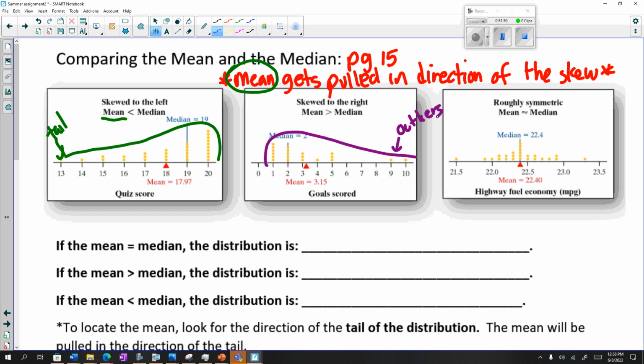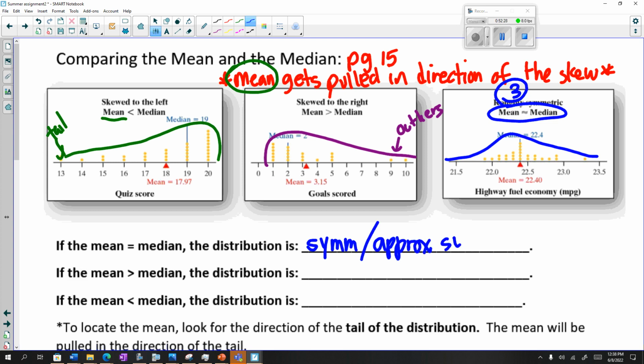And then if something is approximately symmetric, like this last picture, the mean doesn't really get pulled at all. So the mean and the median are about the same, okay? So what you need to know is if you look at the location of the mean, that's going to tell you the direction of the skew. If the mean is on the right of the median, it's skewed right. If the mean is on the left of the median, it's skewed left. And if the mean equals the median, it's symmetric or approximately symmetric. So that's what we're going to fill in the blanks here. If the mean equals the median, like this case number 3 here, then it is symmetric or approximately symmetric, depending on if it's perfect or not.